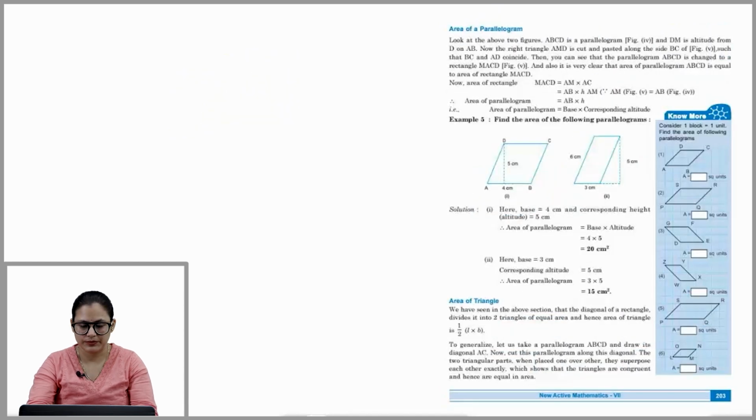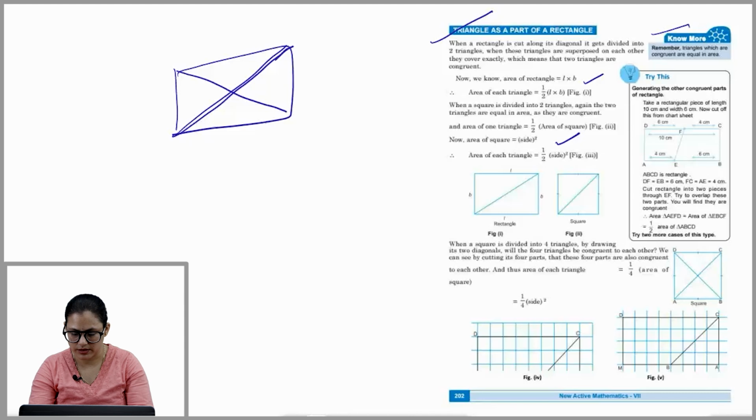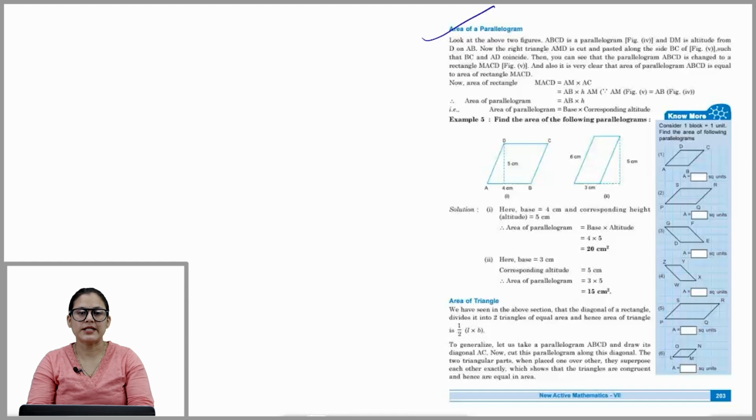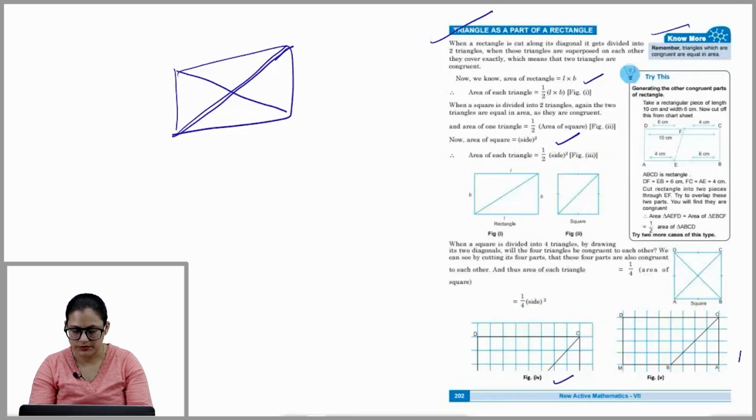Area of a parallelogram. Look at the above two figures. ABCD is a parallelogram. Here figure 4 is given. This one, this is the parallelogram. And DM is the altitude from D on AB. Now, the right triangle AMD is cut and placed along the side BC of figure 5. See this figure?